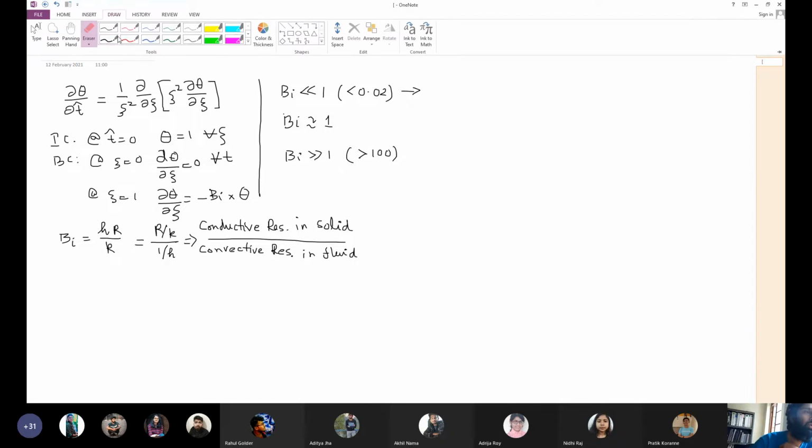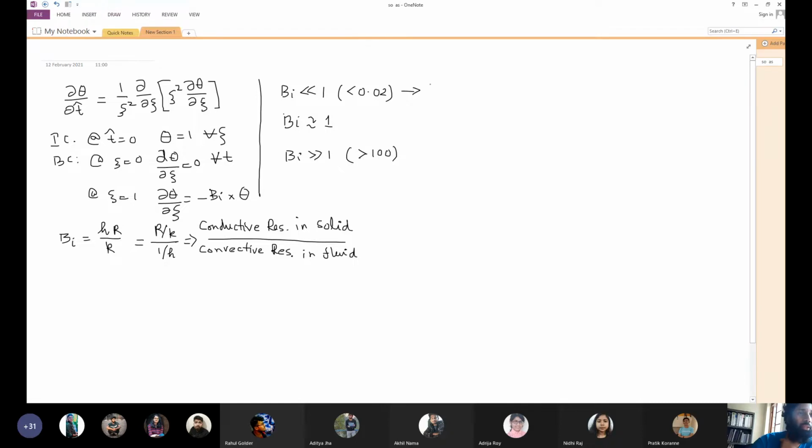For Biot number much less than 1, we can do a lumped capacitance model. For Biot number of order 1, of course Biot number order of 1 means both are important. Conductive resistance and convective resistance are comparable. So we cannot neglect one with respect to another. So the analysis we did, that is needed here.